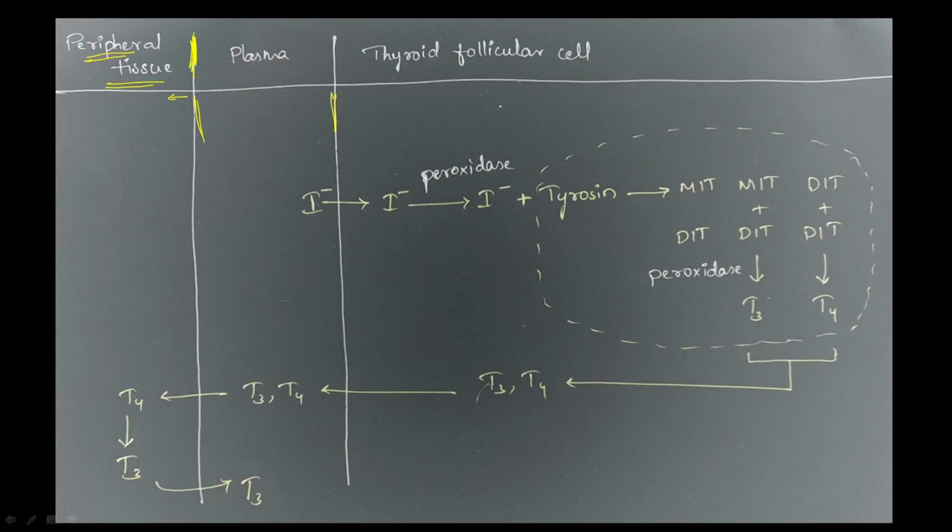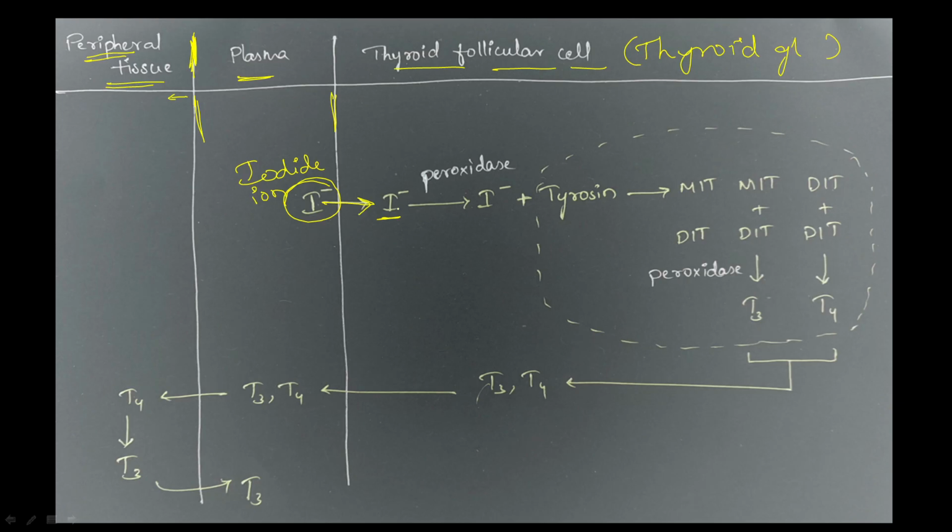And now this is the thyroid follicular cell present in the thyroid gland, right? So this I minus present in the plasma is the iodide ion. It is present in plasma. Okay, do remember that. Now this iodide enters into the thyroid follicular cell. This iodide from the plasma enters into the thyroid follicular cell. This is iodide trapping. Okay, this is the first step.